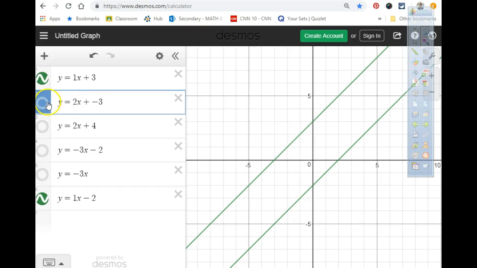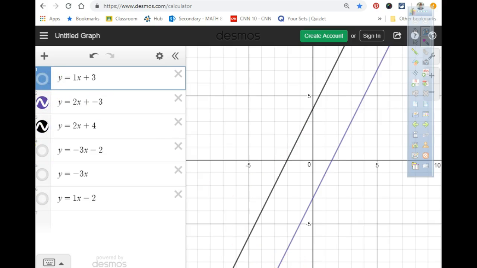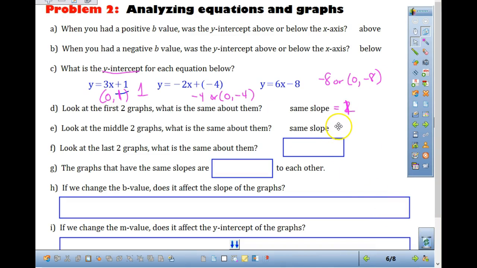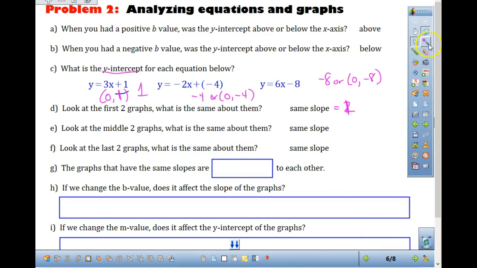Parallel lines. The second two, what was the same in the second two? They both had slopes of 2, correct? So this was a slope of 1. The second two graphs had slopes of 2. It says if you look at the last two graphs, what's the same about them? Again, we have our same slope, but this time the first one was 1, the second one was 2, and the third one was negative 3.